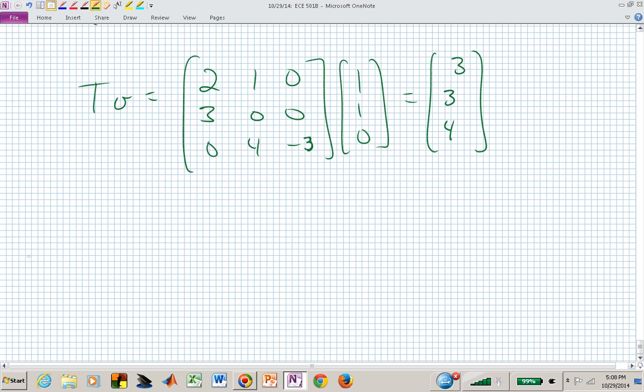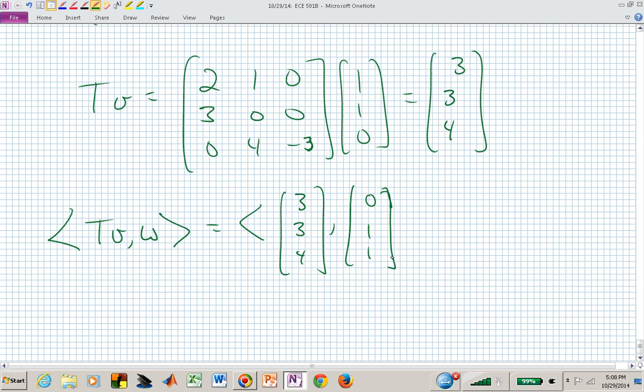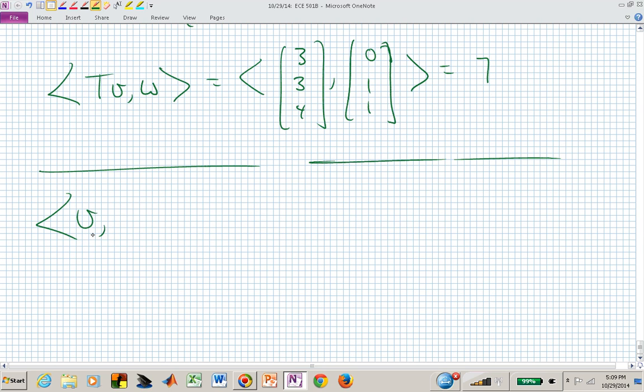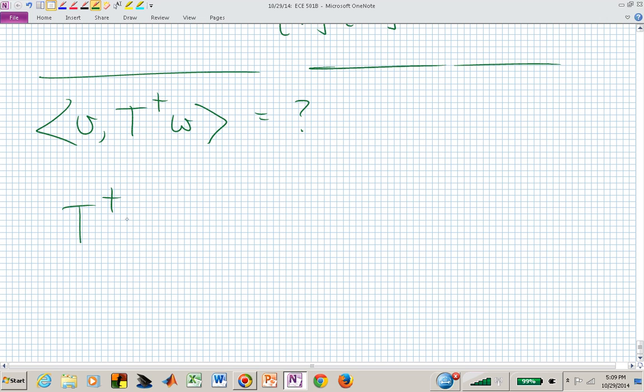Now if we take the inner product of TV with W, that's the inner product of this 3, 3, 4 with 0, 1, 1. And that's 7. Let's now compare that with the inner product of V with T dagger W. And let's do the messy part first, which is T dagger W.